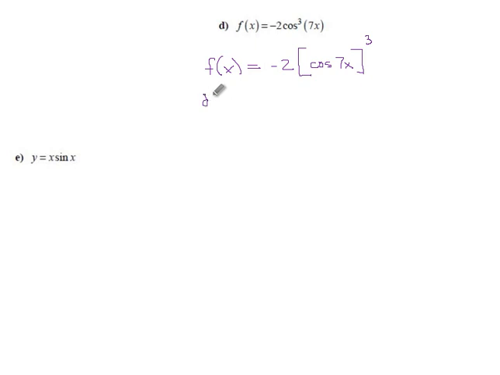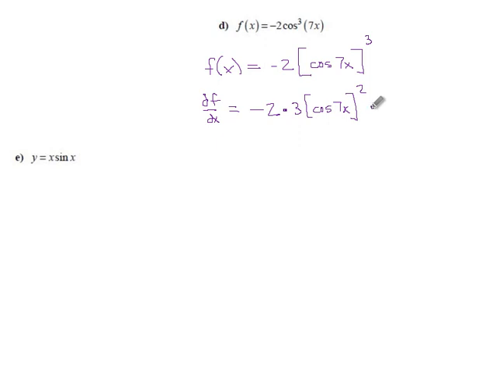That's important because when we go to do the derivative, it goes right through the -2, but the outermost layer, the first derivative that we must do, is this power of 3. And the derivative we get from that is going to be 3 times cosine 7x all to the 2. All right, so just like if you had x to the third, you'd write 3x squared. Here you write 3 cosine 7x squared.